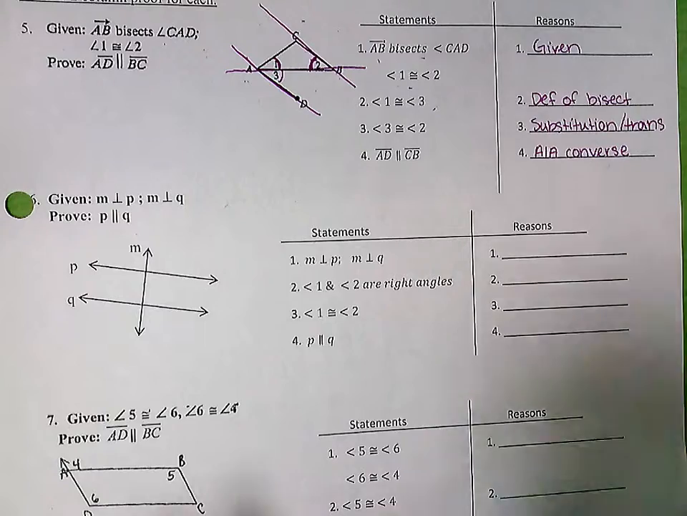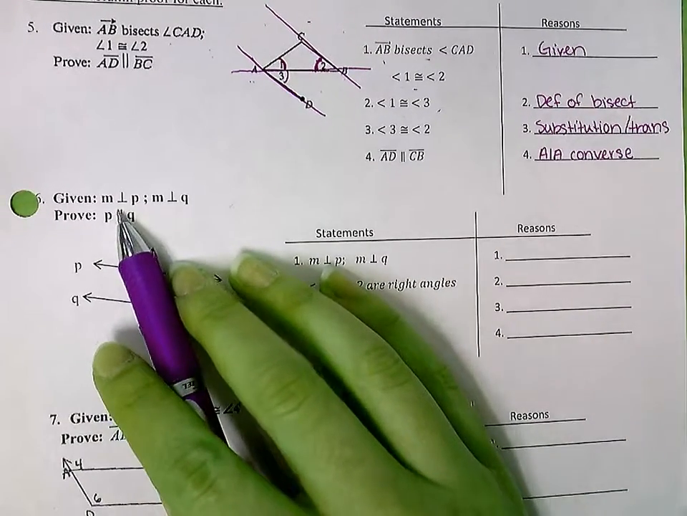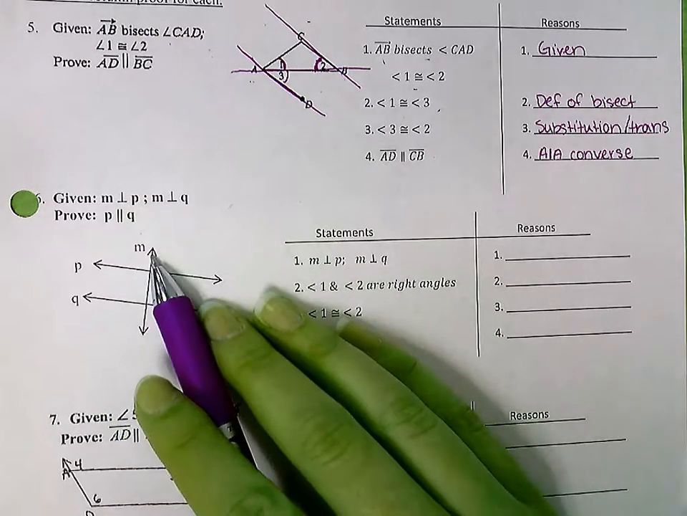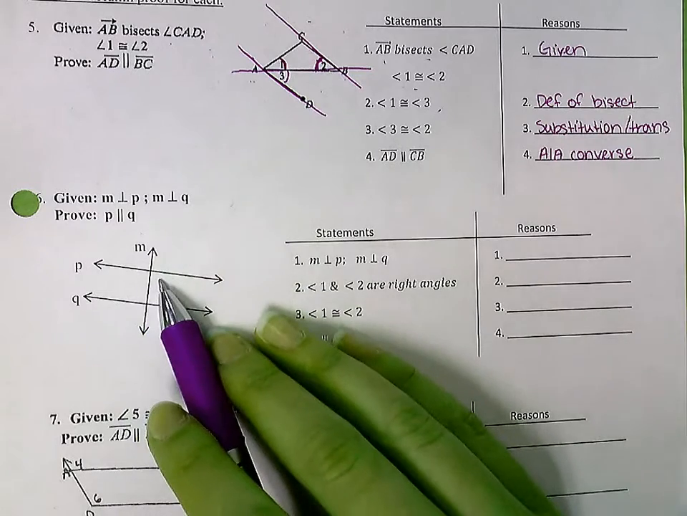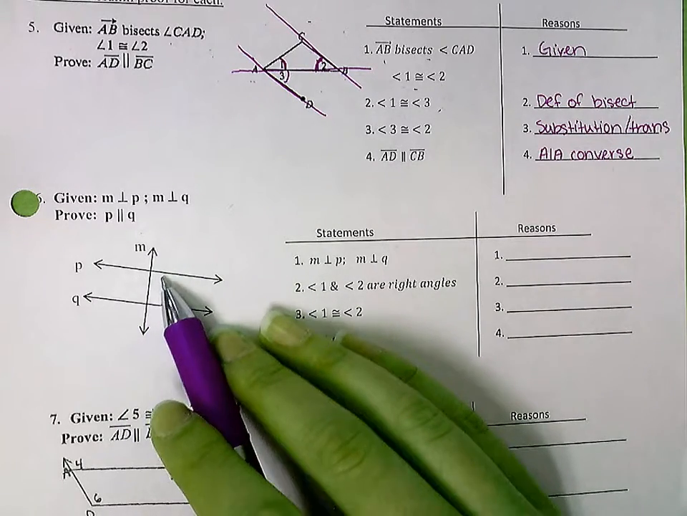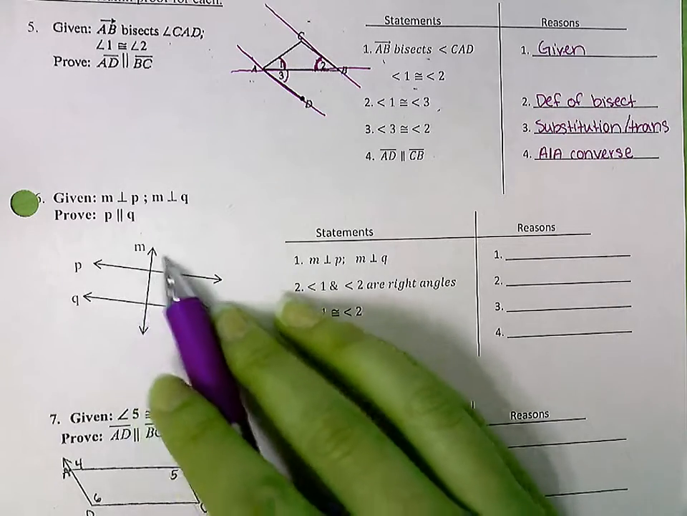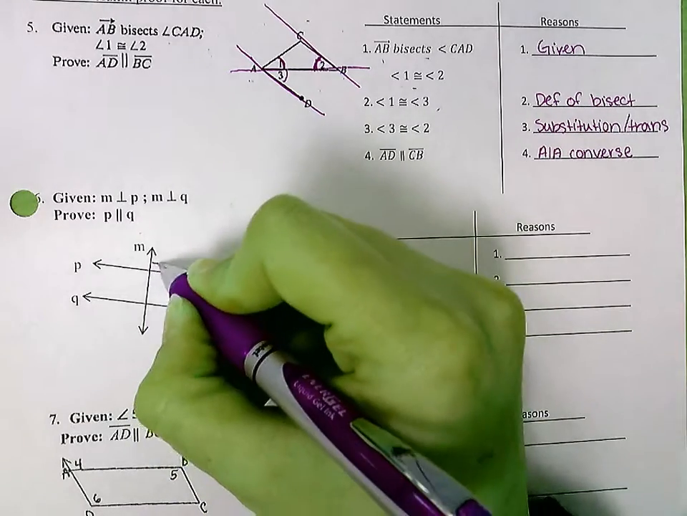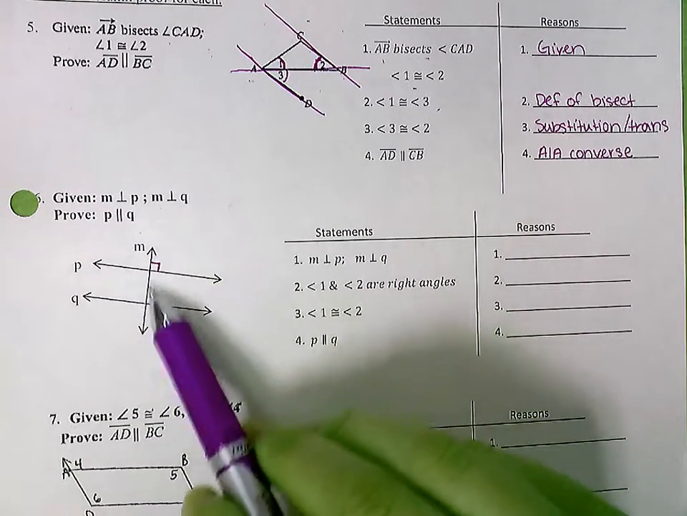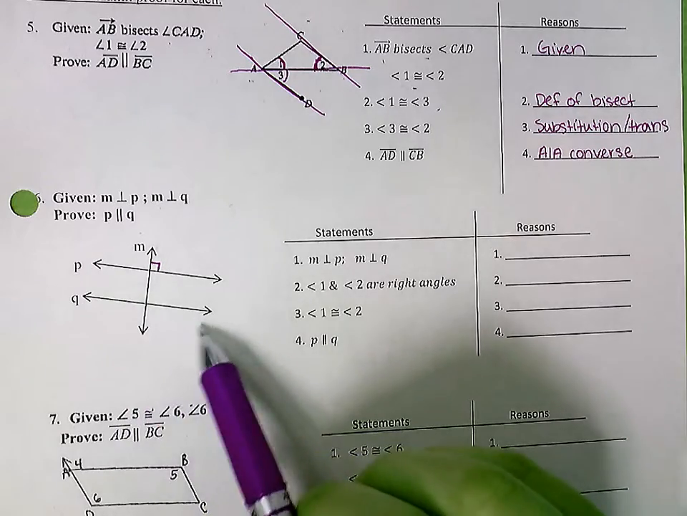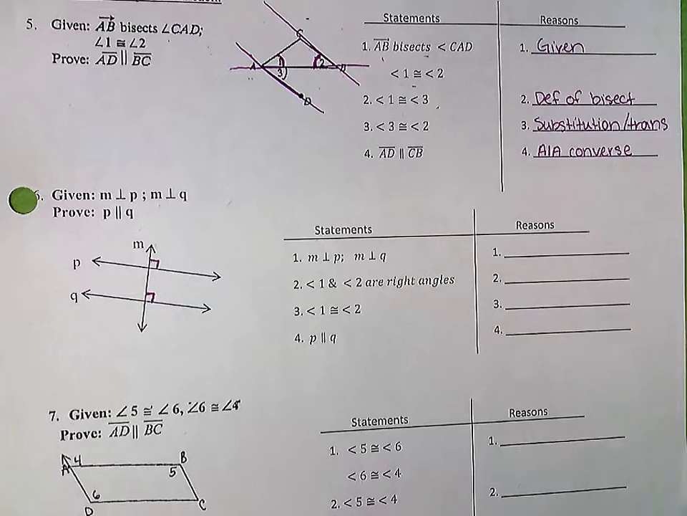Next one. In this one, I'm given that line M is perpendicular to line P. What does that mean about all of these angles? They're equal, so what degree are they? 90. I also have line M is perpendicular to line Q. So those are 90 degrees.